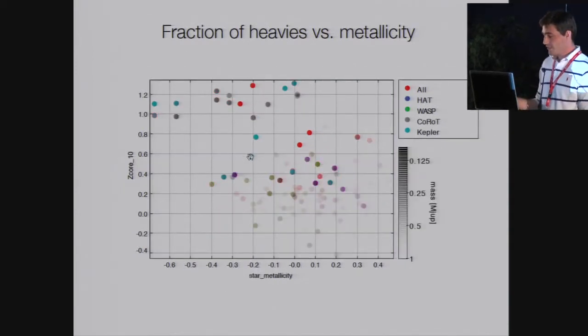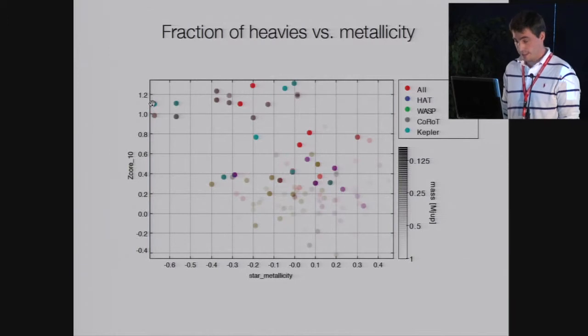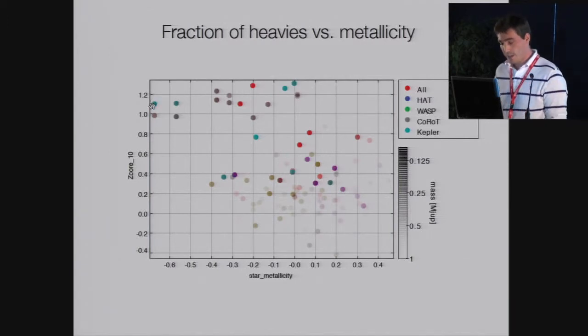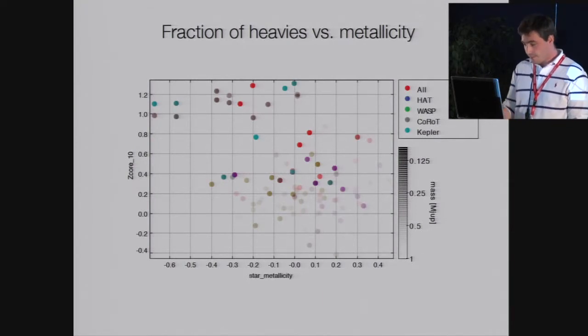So let me try to separate all the data. Now I'm considering just the planets with low mass, below 1 Jupiter mass. And you see that all the top planets that we've seen previously are all low mass planets. And in fact, they are almost all Kepler. And Kepler has been finding a lot of planets around metal-poor stars, so maybe there is a bias there. But again, we don't see the correlation that we found previously.